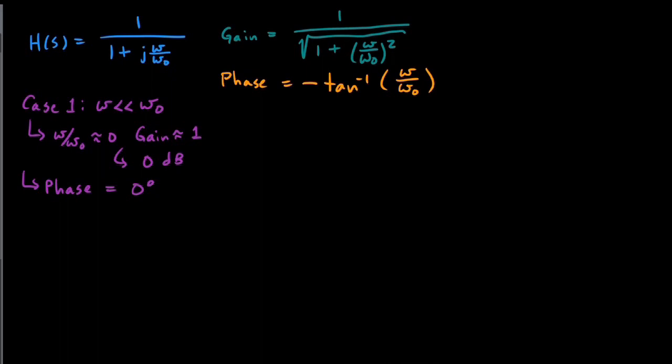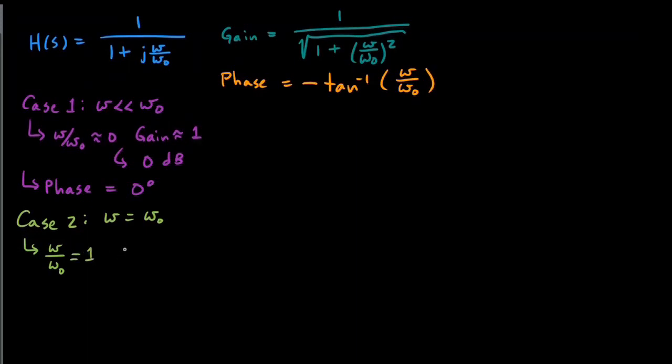All right, so next we want to go to case 2. And that's when omega equals omega naught. All right, so notice, by the way, case 1 looks just like case 1 for the simple zero. We're at 0 dB and 0 phase. But now we're going to see something different happen here. Case 2, we have omega equals omega naught. So that means that omega divided by omega naught is well, not approximately 1, it's actually identically equal to 1.